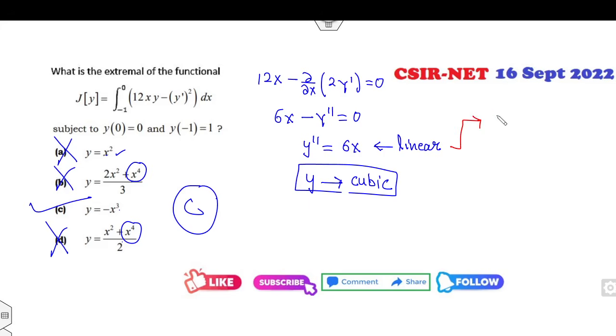Otherwise, if you think about that, you can integrate them. It will be 3x square plus a. Then you can find this is a x cube plus ax plus b. You can substitute this value and obtain this. That will take a lengthy procedure, but there is no need of the condition.